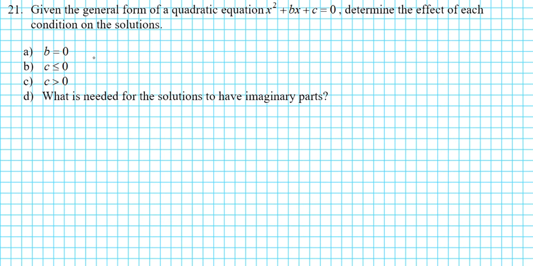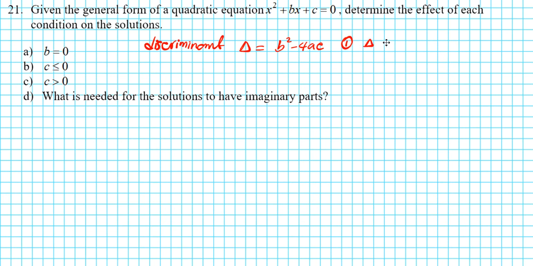So, before we take a look at the different conditions, let's do a real quick review on the discriminant. The discriminant is given by b squared minus 4ac. And then there are three cases that tell you the nature of the roots or solutions that a quadratic equation can have based on the discriminant.